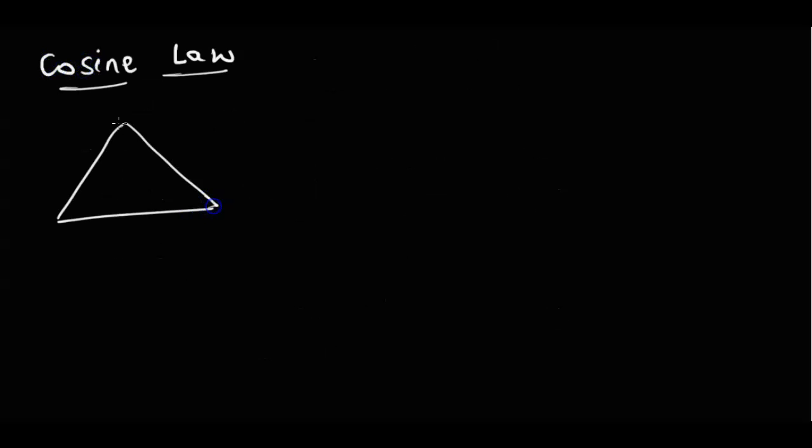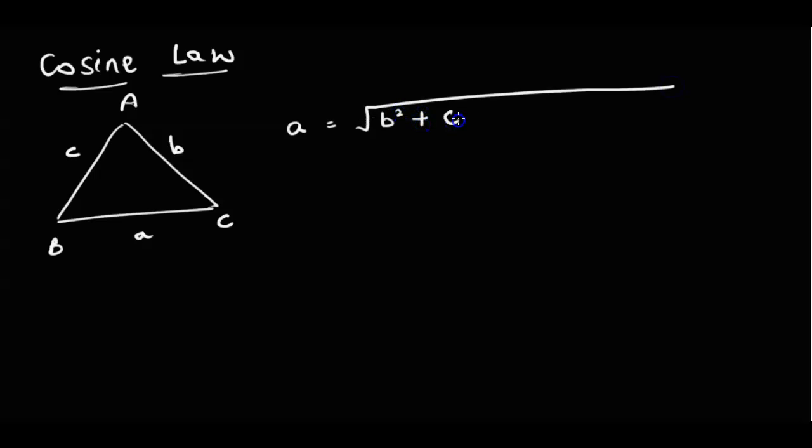The next law we have is the cosine law. Let's say we have a triangle ABC. These are the opposite sides. Cosine law can help us find the unknown angle or the unknown side. If we are looking for any unknown side, let's say side a, then a is equal to the square root of b squared plus c squared minus 2 times b times c times cos of angle A. So remember, if you're looking for side a, the angle is going to be the one that is opposite to side a.